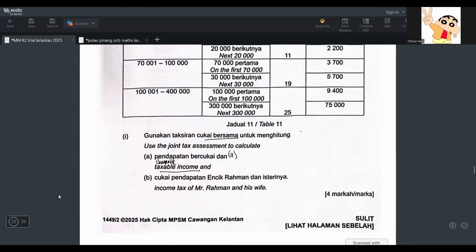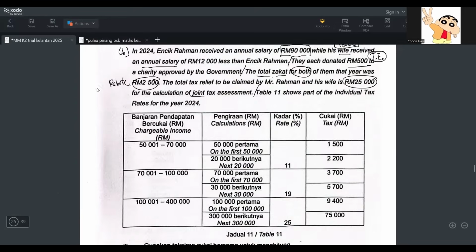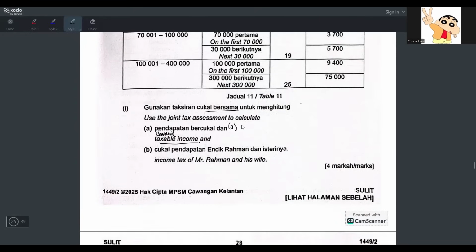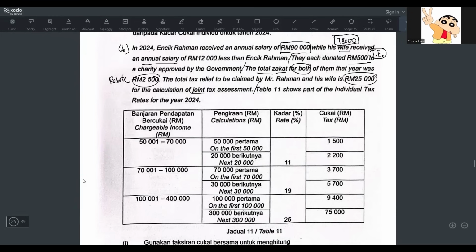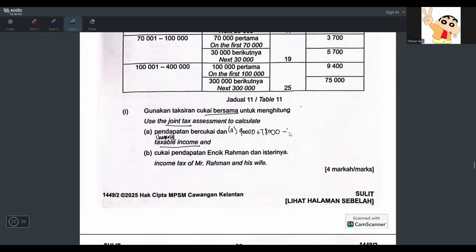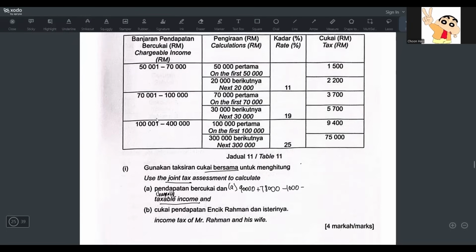Okay, let's start with the income. 90,000 plus 78,000. 90,000 is for the husband, 78,000 is for the wife. But why we add them both is because it's joint tax assessment, it's bersama. So you can combine both their income. It means later we will do one calculation. Okay, so plus, and then minus, okay, 500 kena tolak dua kali lah because they each donated 500 for the charity. So the donation will be tax exemption, but you have to minus 1,000 because they each donated. Means if you gabung dua-dua jadi 1,000.